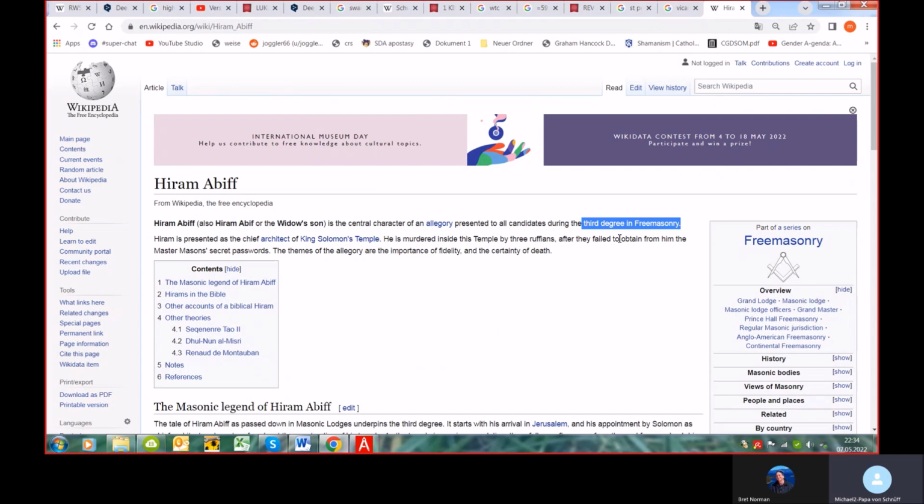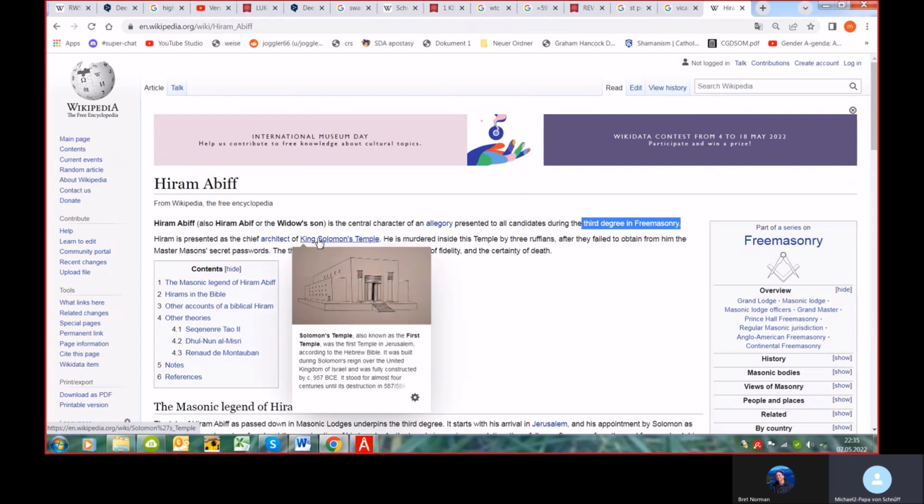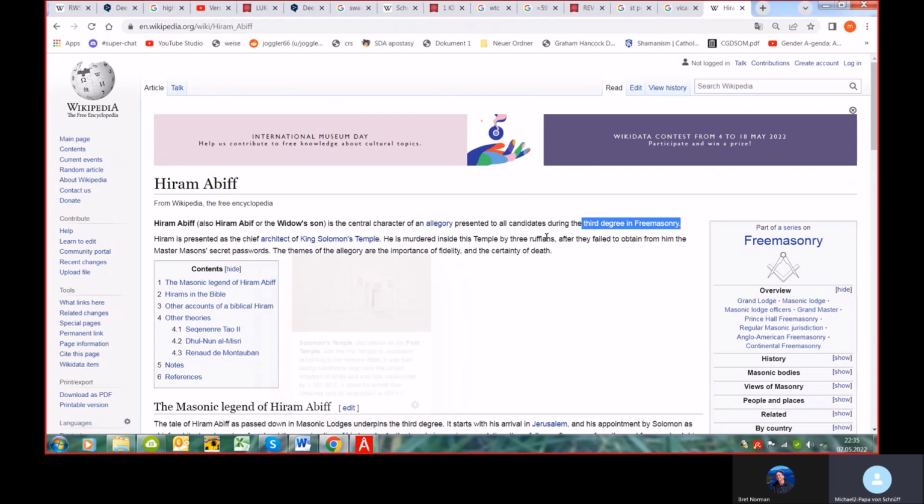And MM, I've been told, is also a synonym, a symbol for 33, Hiram. So Hiram Abiff, not the biblical character, but the legendary character. Hiram is presented as the chief architect of King Solomon's temple. He is murdered inside his temple by three ruffians after they failed to obtain from him the Master Mason's secret passwords. The themes of the allegory are the importance of fidelity and the certainty of death.